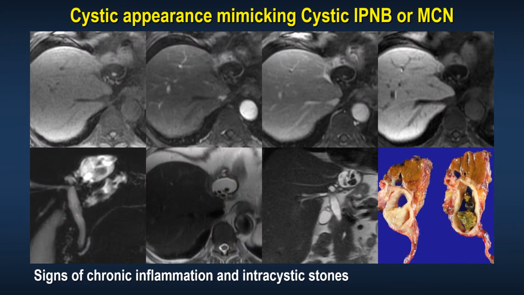As dilation of the obstructed bile duct can have a cystic appearance, sometimes it is necessary to differentiate between cystic form of intraductal papillary neoplasm or MCN. In this patient, the atrophy of the surrounding liver parenchyma and the stones in the cyst may suggest cystic dilation of bile duct rather than cystic neoplasm.